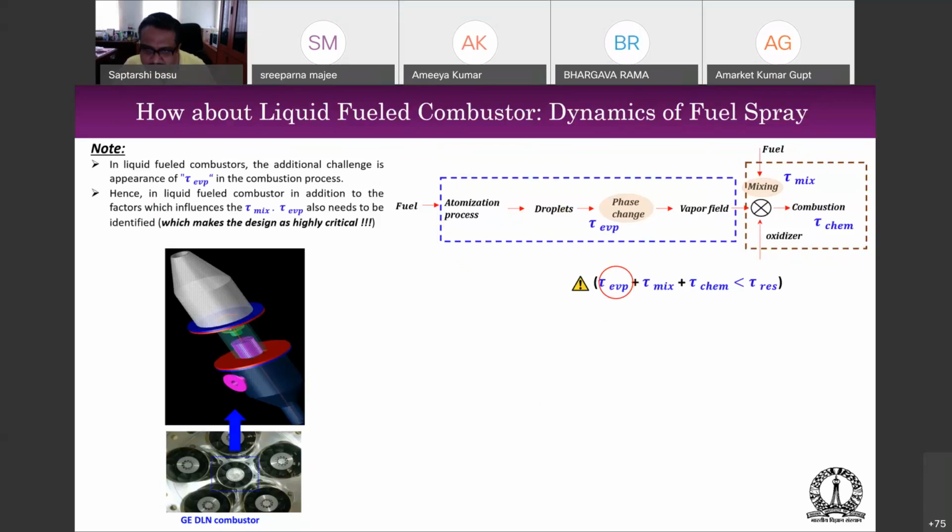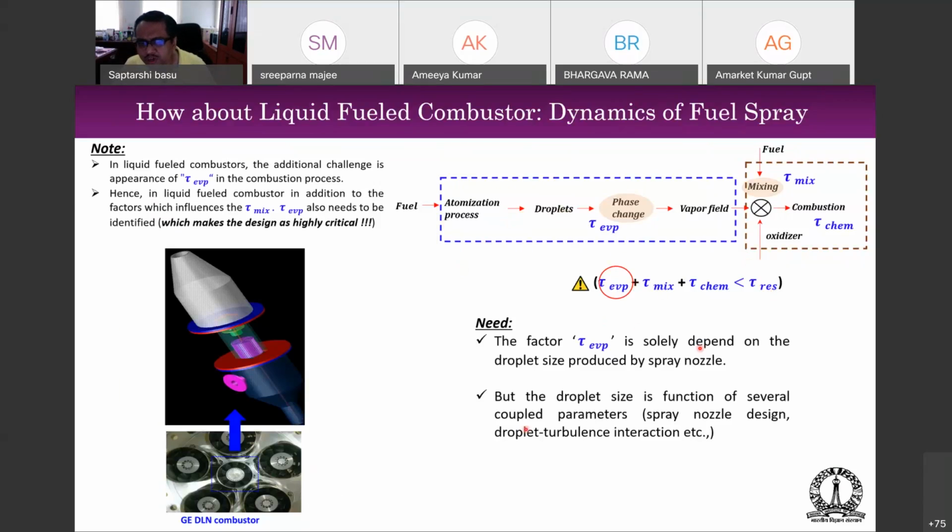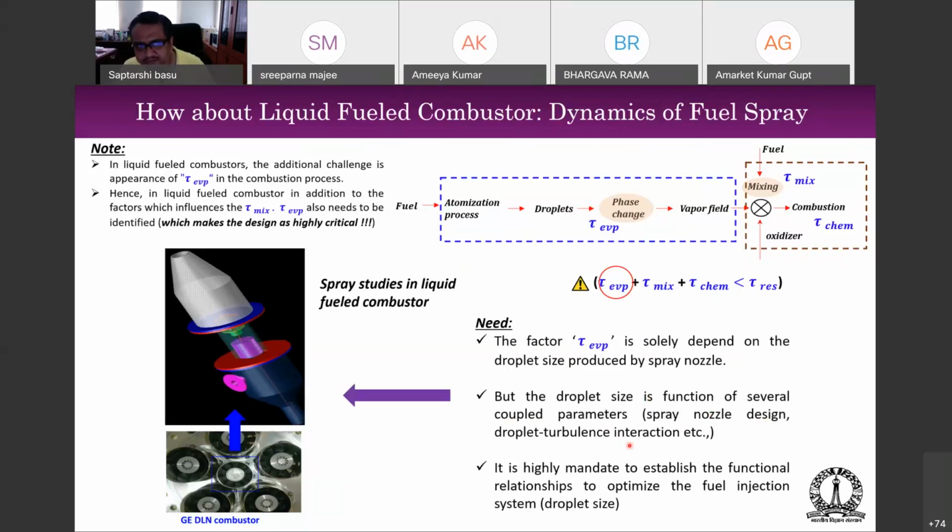And all these things should be less than the residence time in the combustor for you to achieve good quality combustion. But the droplet size depends on a lot of things. It depends on the spray nozzle, and it depends on the interaction and a whole lot of other parameters. So let us see a few of them in a little bit more detail.